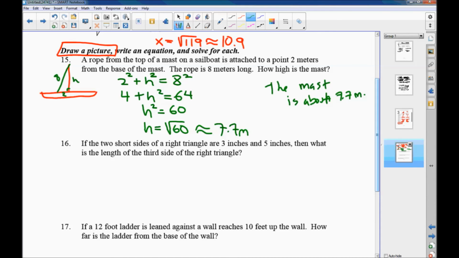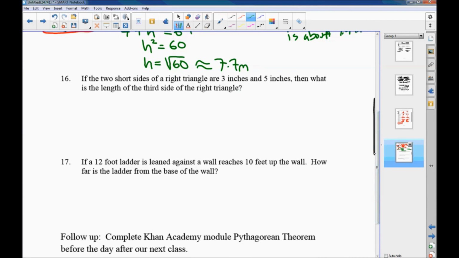Okay. All right. If the 2 short sides of a right triangle are 3 and 5, then what is the length of the third side of the right triangle? So we'll draw a right triangle, and the 2 short sides were 3 and 5. They are the legs, they touch the right angle, and we want to know what is the hypotenuse in this case. So remember the hypotenuse, the long side, is always across from the right angle.